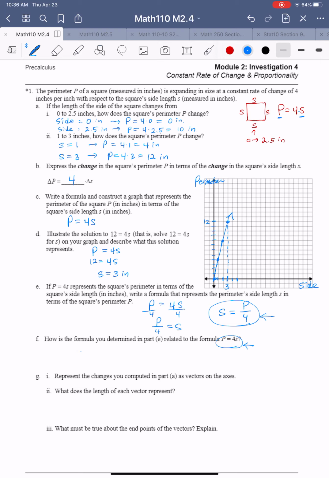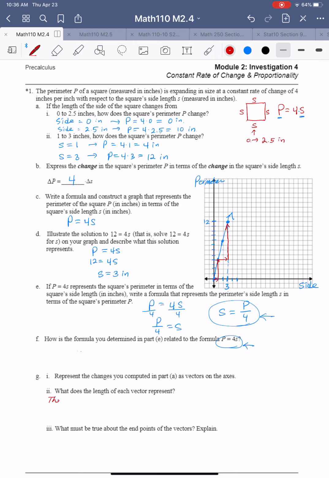G: represent the change computed in part A as a vector on the axis. What does the length of each vector represent? A vector means, from a 1-inch increase in the side, the perimeter increases by 4, and I'll put that in red. If you put a 2-inch increase, the perimeter changes by 8 inches. So what does the length of each vector represent?